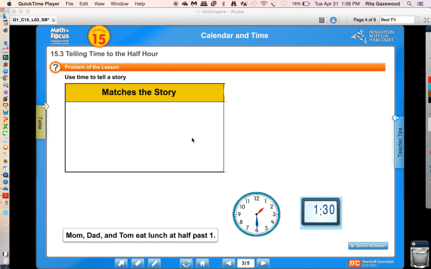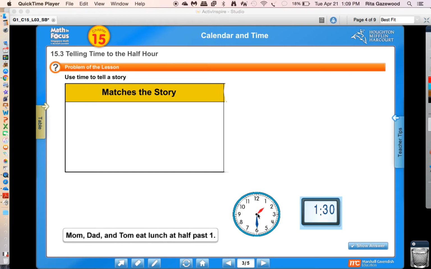Okay, so our problem of the lesson today is going to be hearing a story about time, and our job will be to model that time on our paper clocks at home. So you have a paper clock at home that looks very much like this one here. So I'm going to give you an example. Here is the story. Mom, Dad, and Tom eat lunch at 1:30.